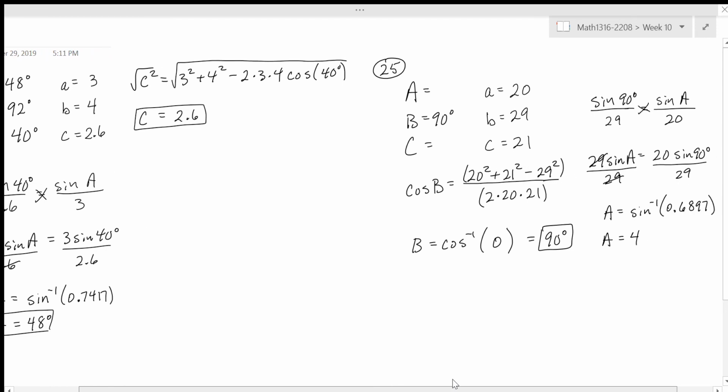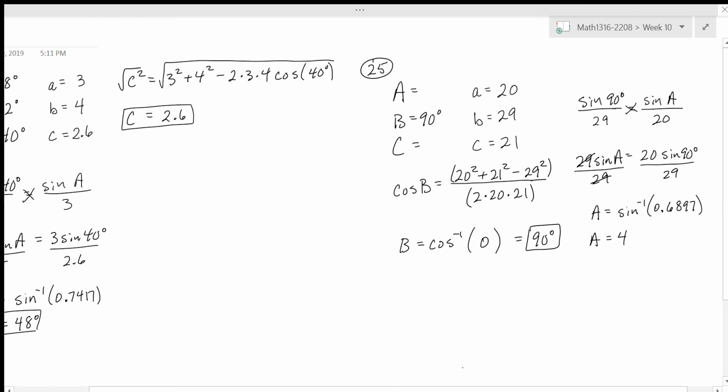Why is that so far off the screen? All right, here we go. Now, what is the inverse sine of 0.6897? 44 to the nearest whole number? And I've got one more angle to find. I think it's going to be 46. Because don't they all have to add up to make 180? And we're done. All three angles found.